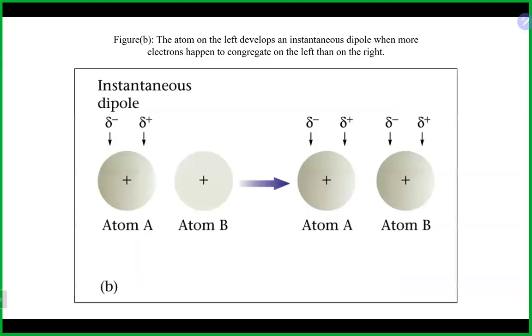And that's what we see here again. This is what is sometimes referred to as an instantaneous dipole. Electrons just kind of head one way or the other. It creates a temporary charge, and now these two guys have the ability to do that.